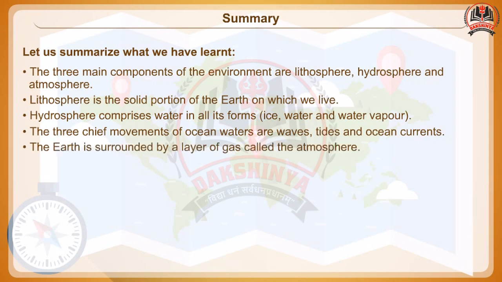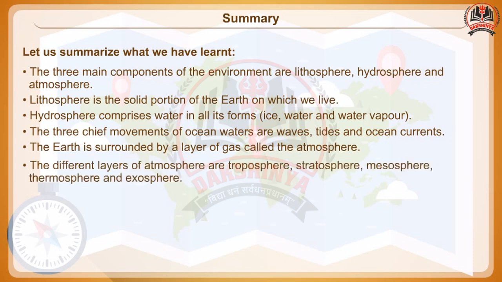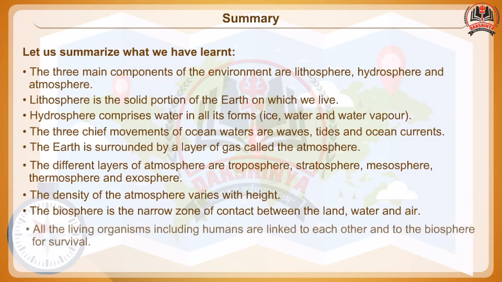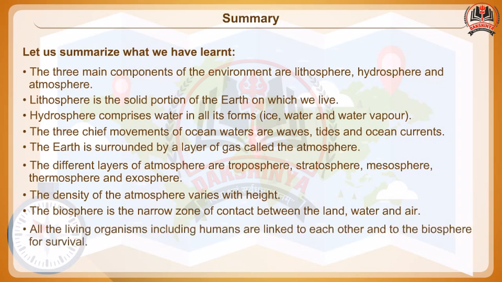The Earth is surrounded by a layer of gas called the atmosphere. The different layers of atmosphere are troposphere, stratosphere, mesosphere, thermosphere, and exosphere. The density of the atmosphere varies with height. The biosphere is the narrow zone of contact between the land, water, and air. All the living organisms, including humans, are linked to each other and to the biosphere for survival.